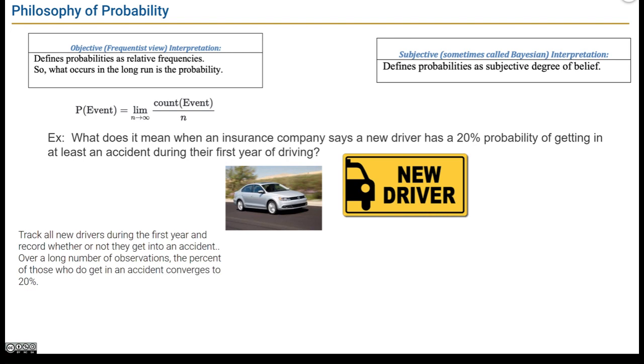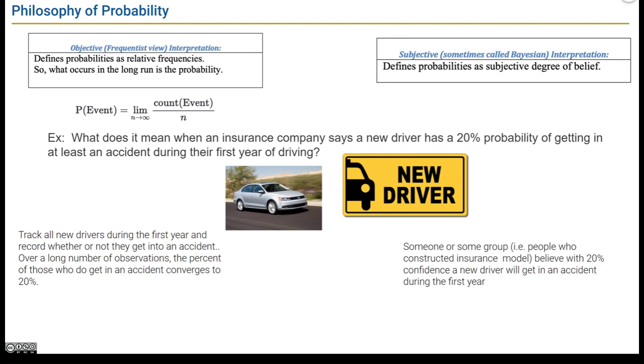But it's also possible to think of it in terms of, well, maybe I have created a model. Maybe the people who constructed the insurance model, for whatever reason, brought in other info that they have, maybe not just the number of occurrences, but other information. And they believe with 20% confidence, a new driver will get in an accident during the first year. That's more of a Bayesian interpretation. Still valid, but it's bringing in some subjective degree of belief into the calculation.